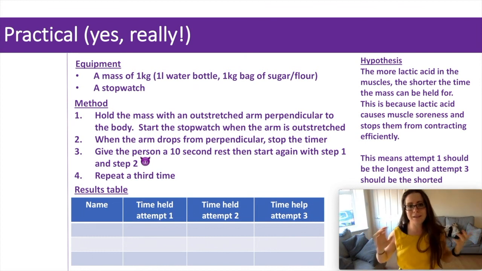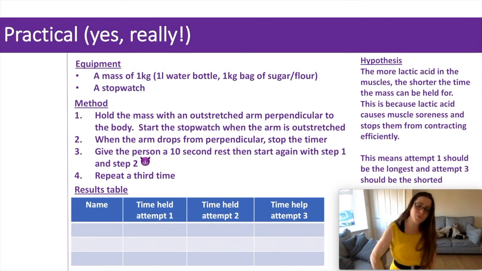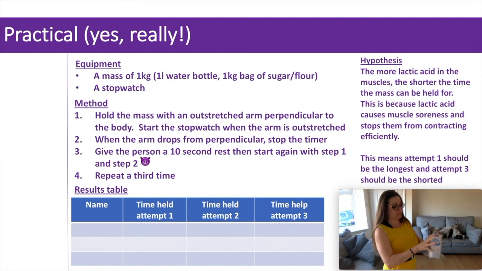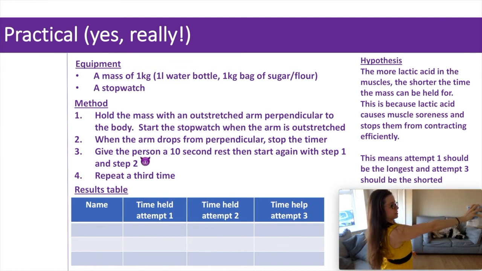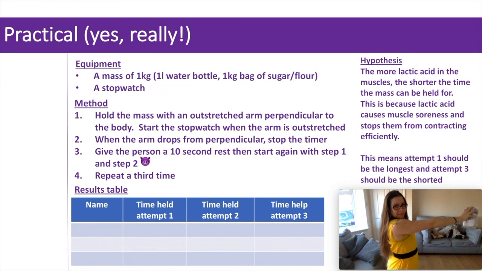And this is a really, really easy method. All you need to do with a member of your household is get them to hold their arm and the 1 kilogram mass perpendicular, so at a right angle to the body. As soon as their arm is outstretched, you start your stopwatch and you hold it, or they hold it, and you time it until their arm drops.